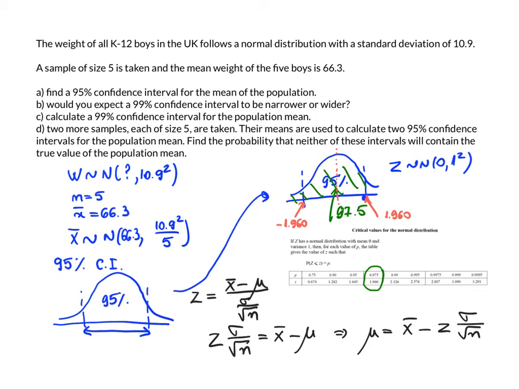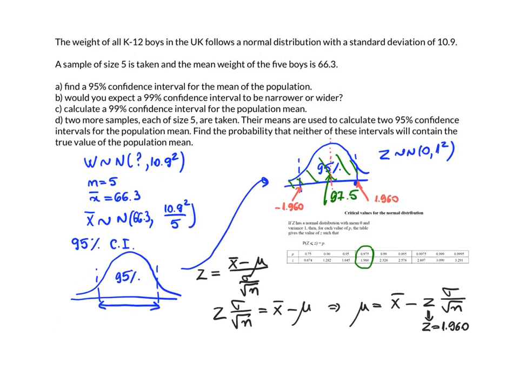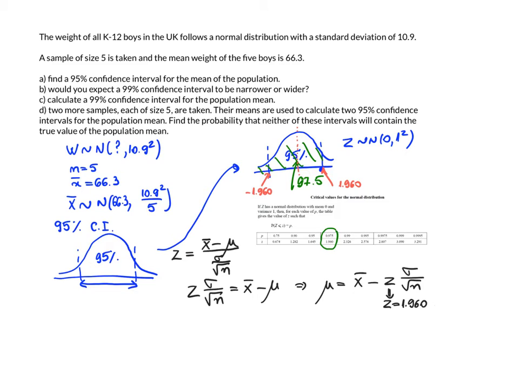However, I have a positive and a negative z, so if I call z being 1.960, I will have mu contained in between x bar plus z sigma over square root of n and x bar minus z sigma over square root of n. And these are exactly these values here.